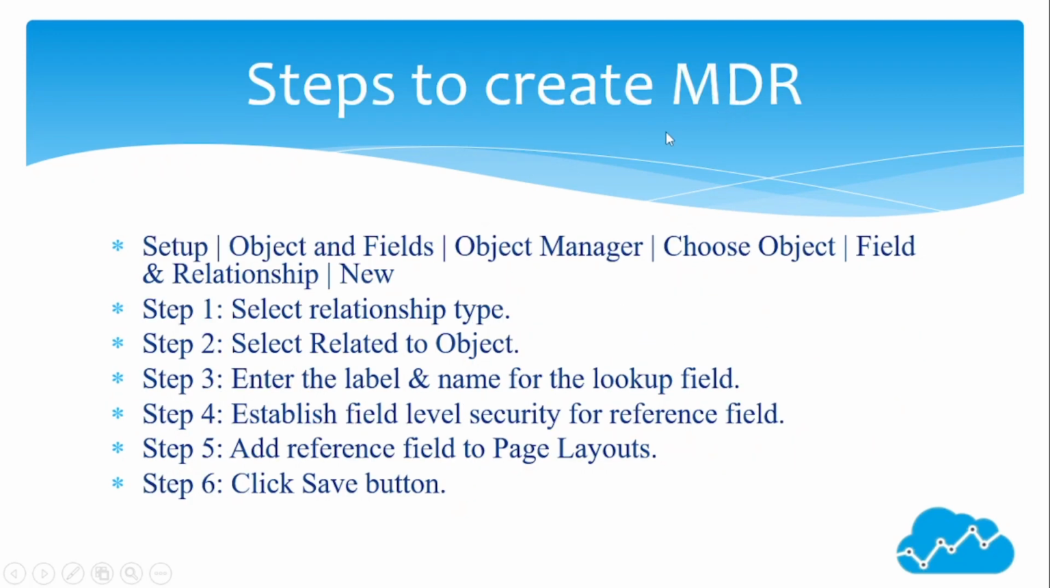So the steps to create master detail relationship: Setup, object and fields, object manager, choose object, fields and relationships, click new. Step 1, select relationship type. Step 2, select related to object. Step 3, enter the label and name for the lookup field. Step 4, establish field level security for the reference field. Step 5, add reference field to page layouts. Step 6, click save button.